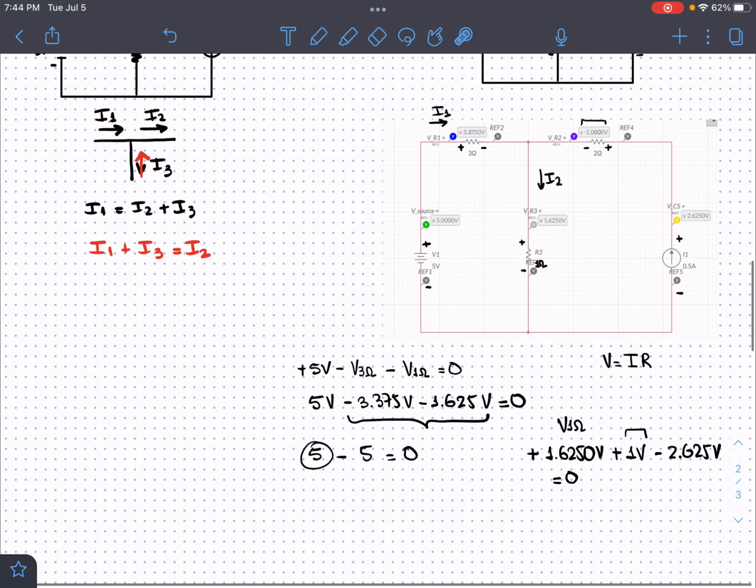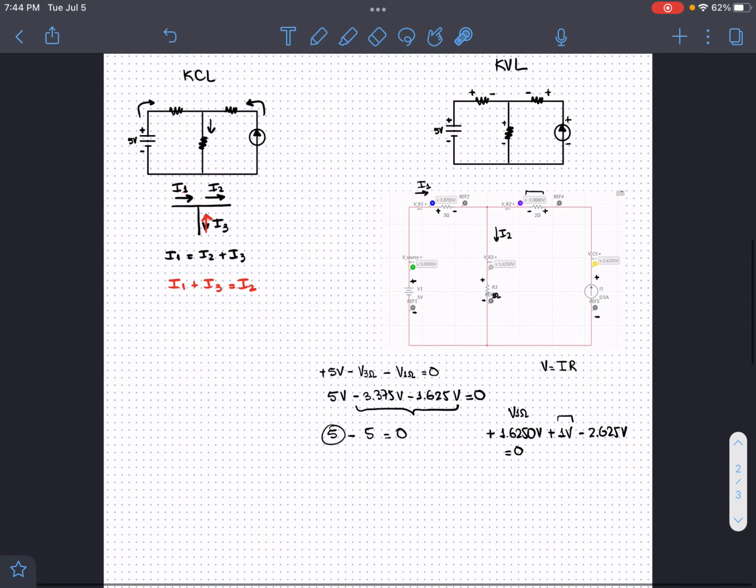Okay, so that is Kirchhoff's voltage law. And that is the basis of what is called the classical method. For the classical method, you use Kirchhoff's voltage law across each loop to get to the answer and to solve for each one of the currents.